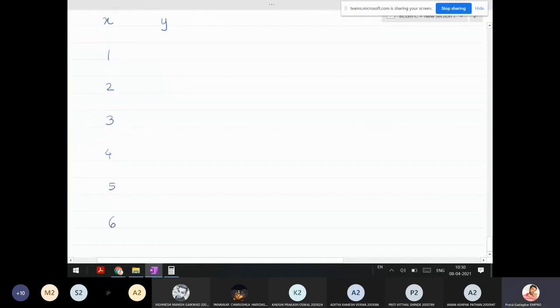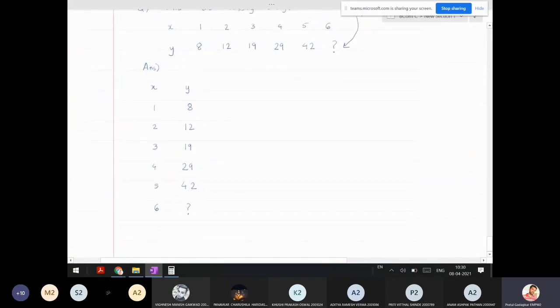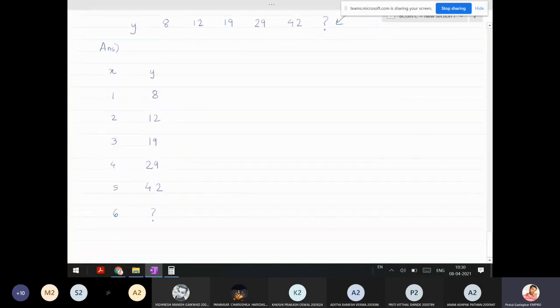And the values of Y are 8, 12, 19, then 29, 42, and the last entry was missing. Okay, let me just confirm if I've written correctly. Yes, 8, 12, 19, 29, and 42.